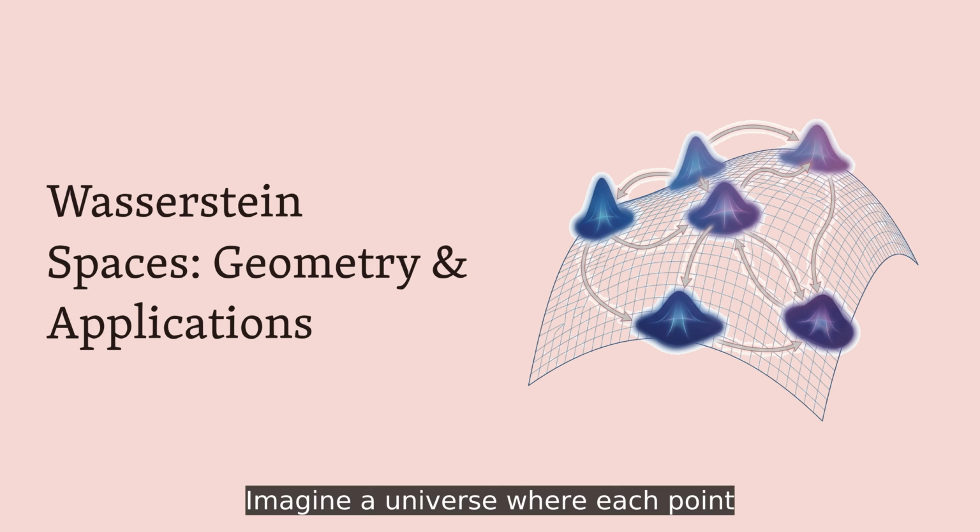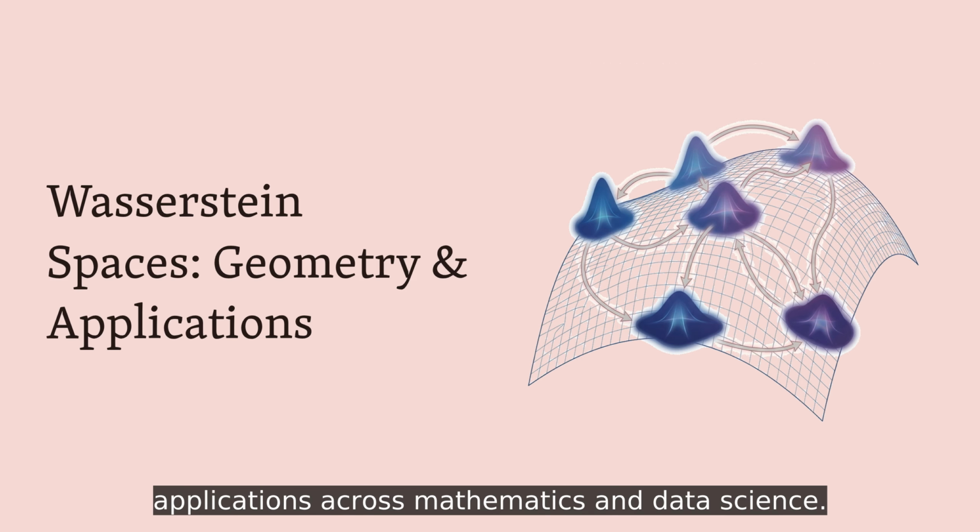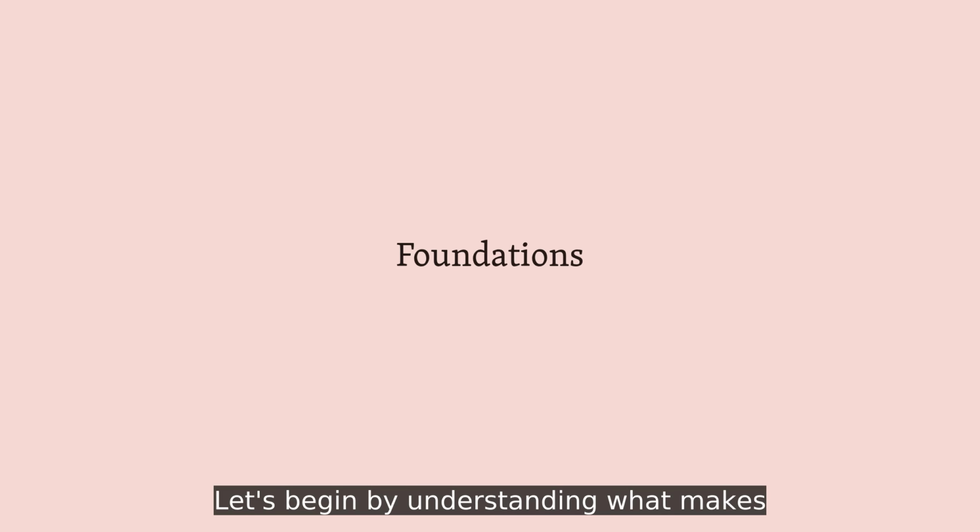Imagine a universe where each point is itself an entire probability distribution, and distances measure the minimal cost of reshaping one distribution into another. This is the world of Wasserstein spaces, where optimal transport theory meets infinite dimensional geometry to create structures with surprising rigidity, exotic symmetries, and powerful applications across mathematics and data science. Let's begin by understanding what makes these spaces tick.